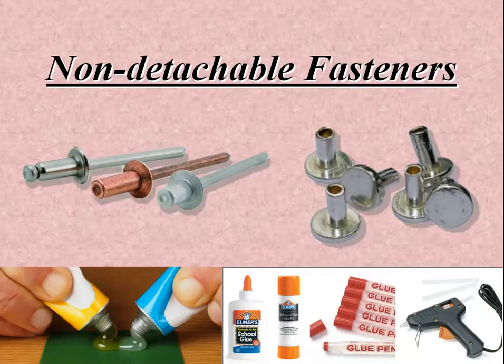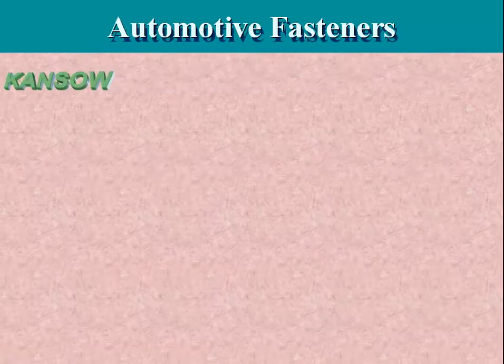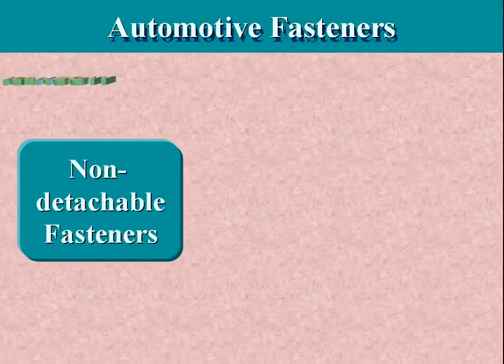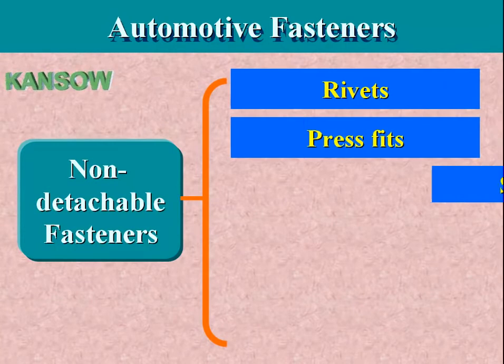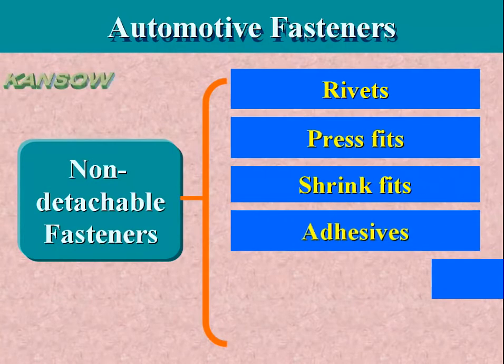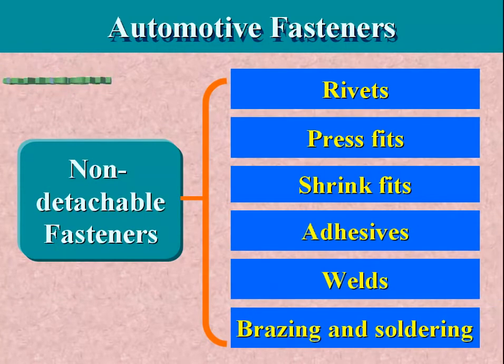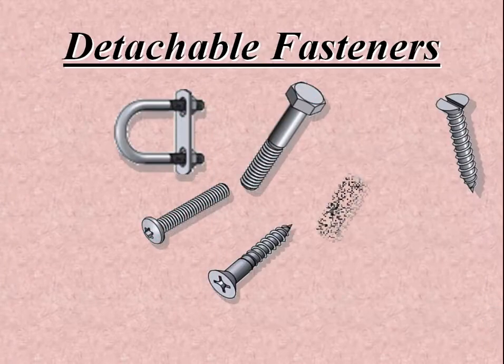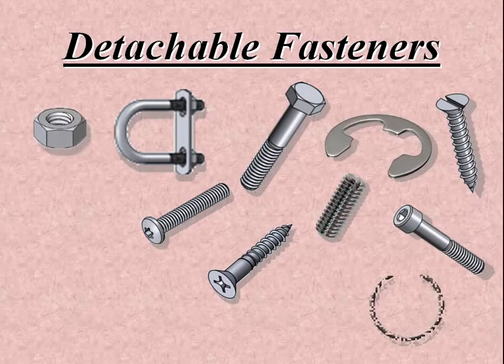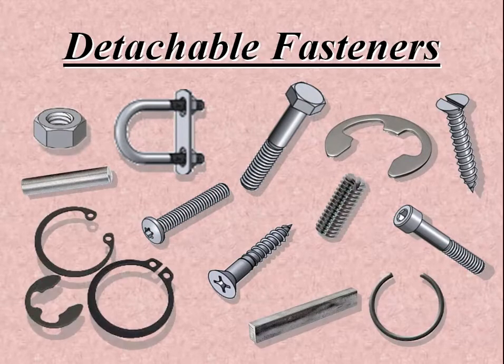Non-detachable fasteners are permanent fastening. It involves destruction during separation. Detachable fasteners are temporary fastening. It doesn't involve destruction during separation.